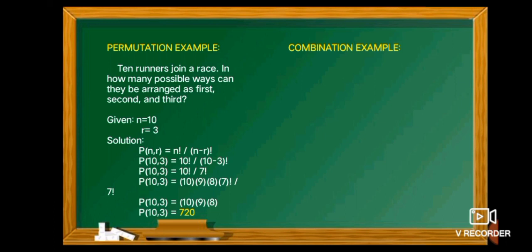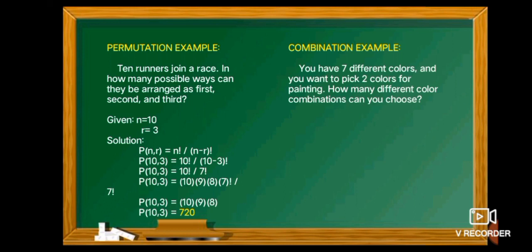So let's come now to the example for combination. The given problem is you have 7 different colors and you want to pick 2 colors for painting. How many different color combinations can you choose? The given are n equals 7 and r equals 2.